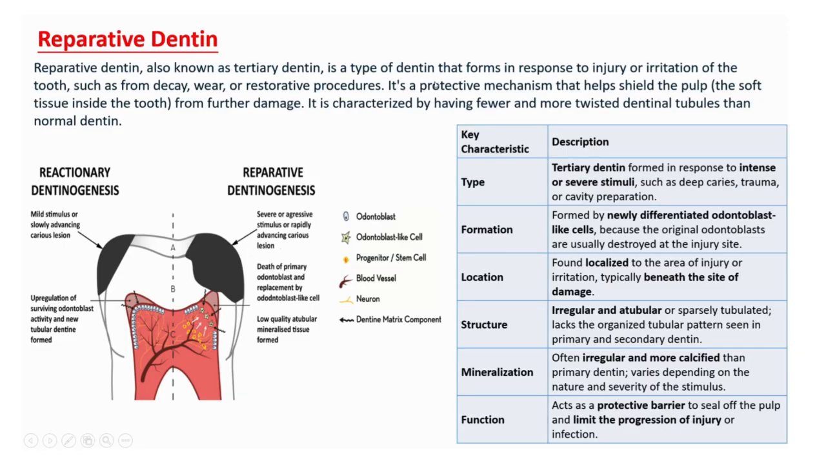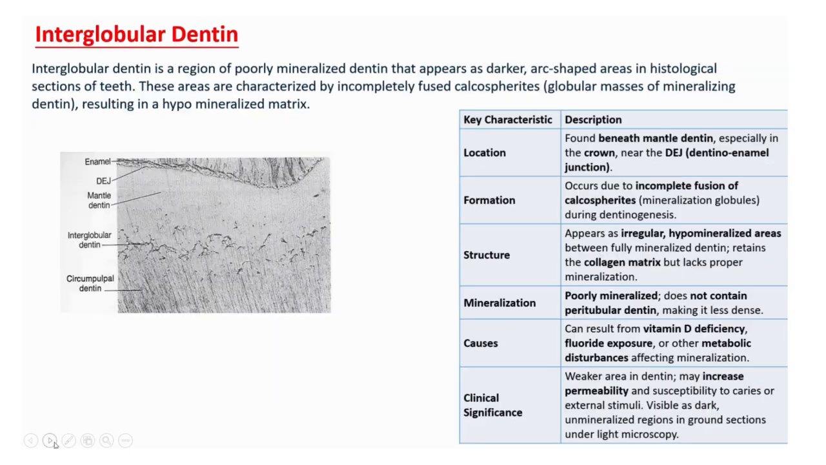It is a type of dentin that forms in response to any injury or irritation of the tooth, such as from decay, wear or restorative procedure. It is a protective mechanism that helps shield the pulp from any further damage. It is characterized by having fewer and more twisted dentinal tubules than your normal dentin. In this image, we can see the whole process of your reactionary dentinogenesis and your reparative dentinogenesis.